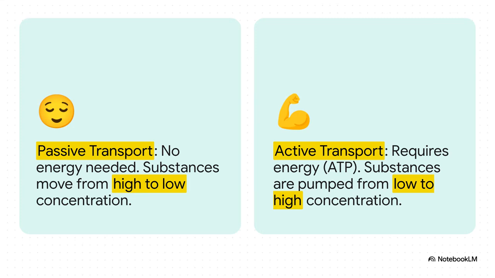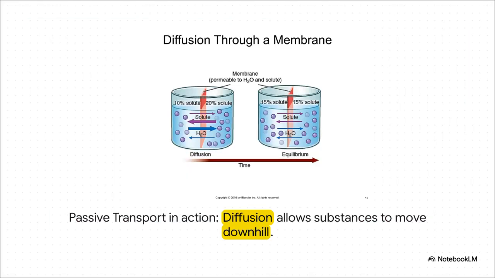The first is called passive transport. Just think of this as things flowing downhill, from an area where there's a lot of something to an area where there's less. Super easy, no energy needed. The second is active transport, and it's the total opposite. This is like pushing something uphill, and it requires energy from our ATP power plants to move stuff against its natural flow.